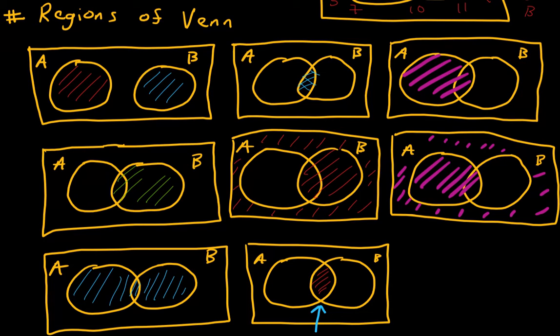This represents A and B, but not both. We use a special word for that. That's called mutually exclusive. An example would be summer and winter. It's either summer or winter. Another example would be Monday or Tuesday.